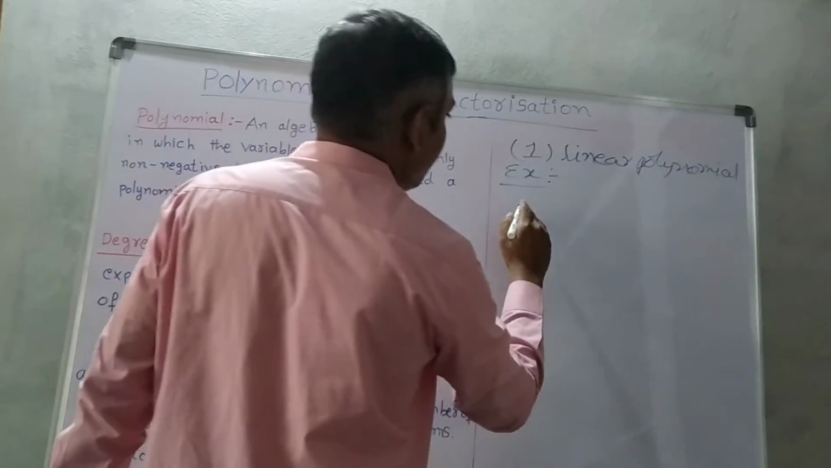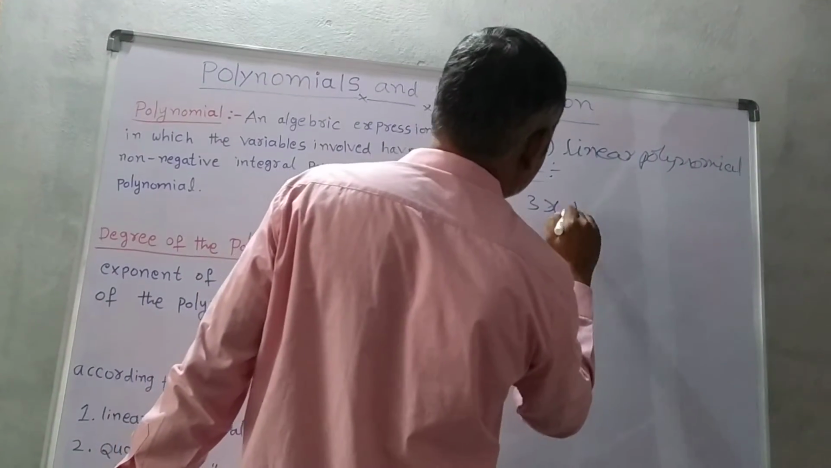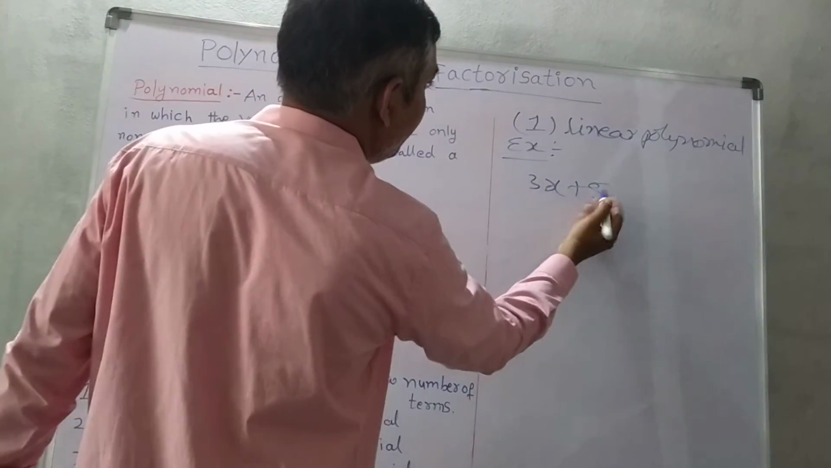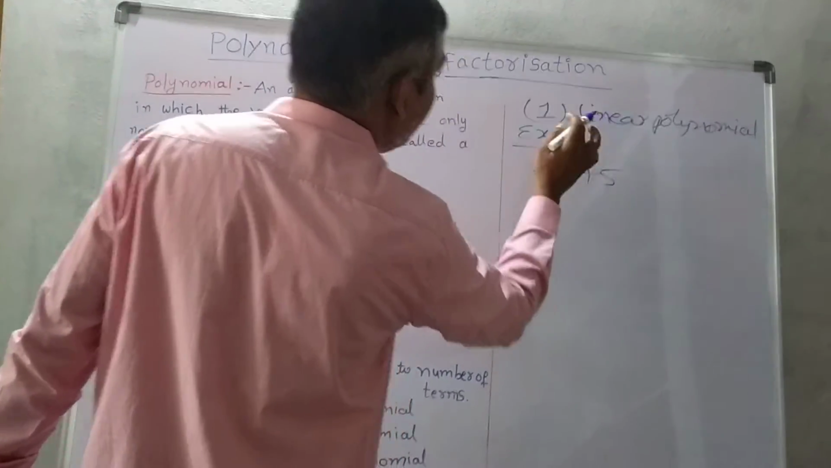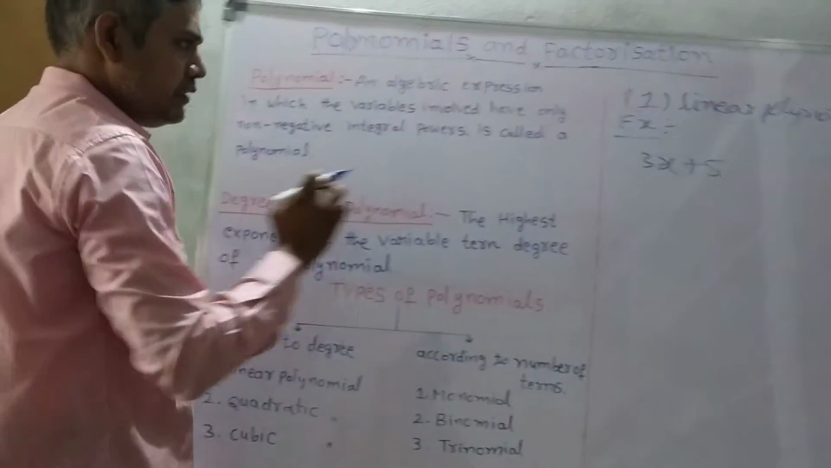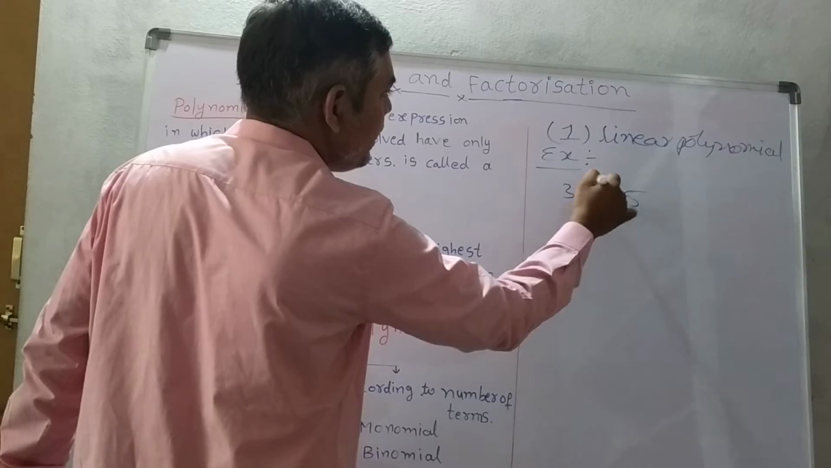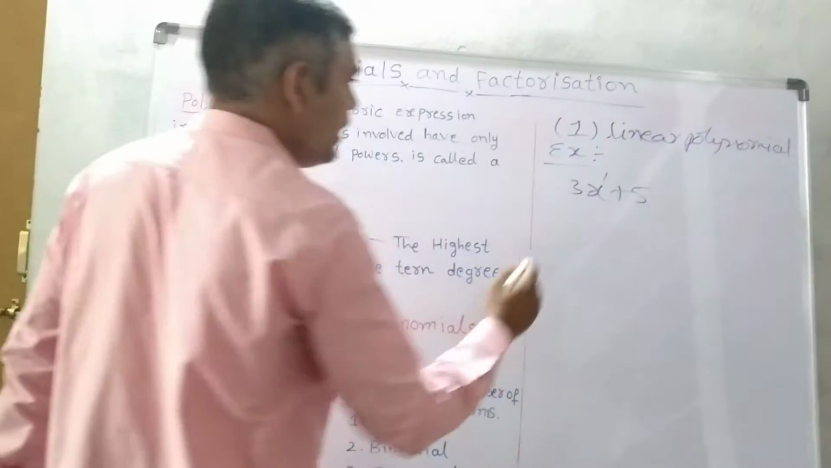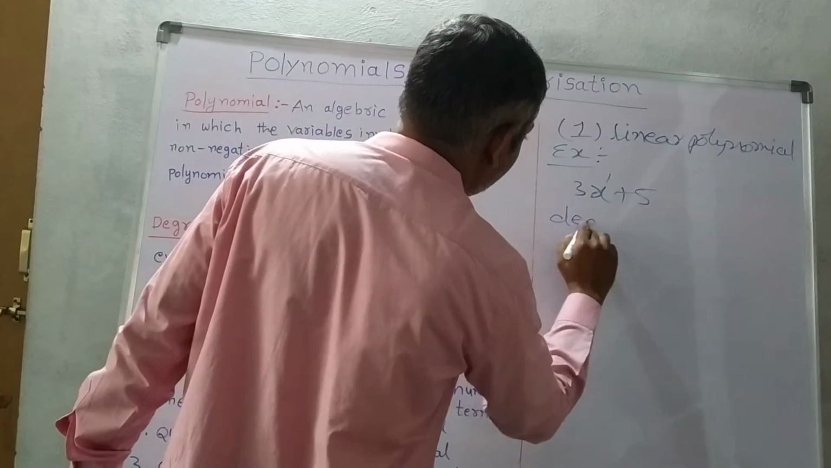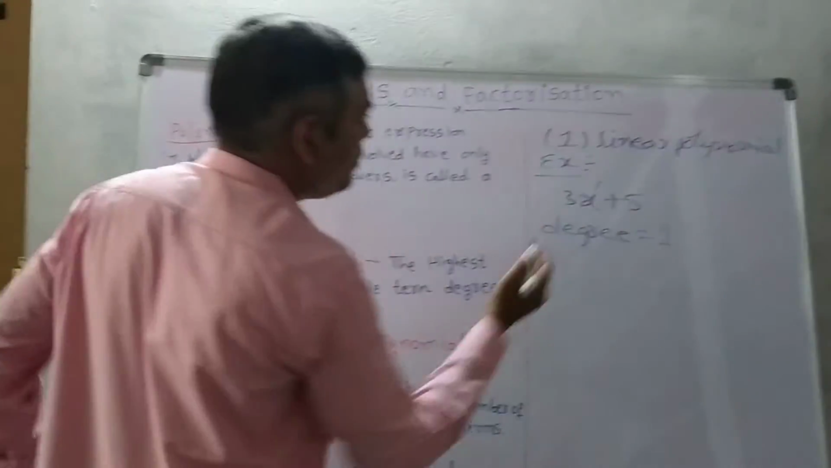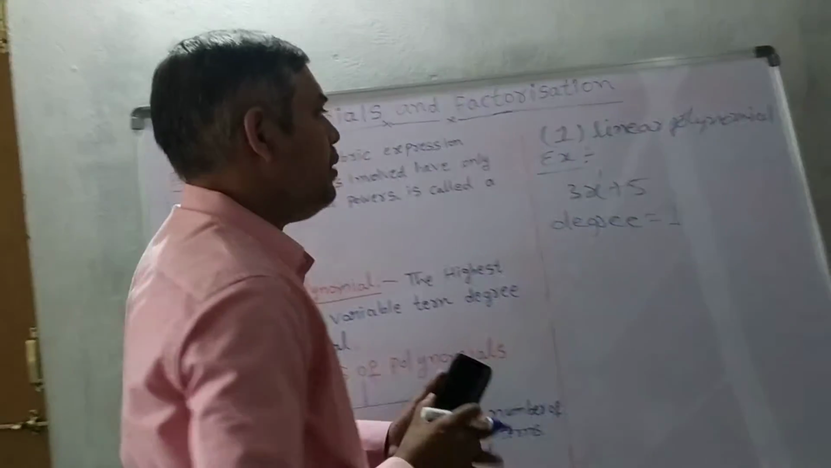Linear polynomial. Example, 3x plus 5. 3x plus 5 is an example of a linear polynomial. Here is a variable term x. The highest exponent of the variable term is only 1. That's why the degree is 1. When the degree is 1, the type of polynomial is called a linear polynomial.